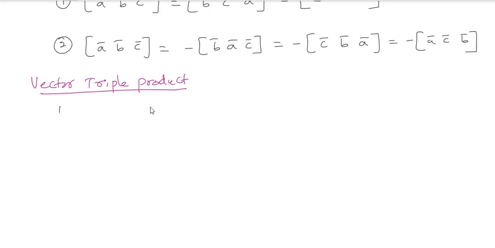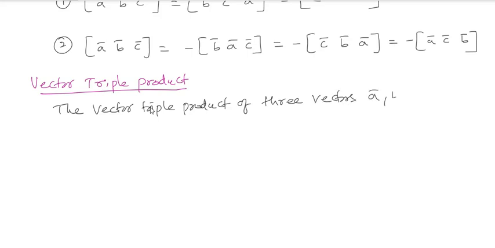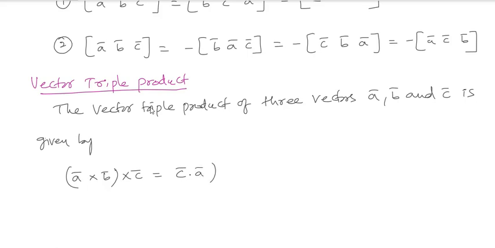Vector triple product you will do it as. So the vector triple product of three vectors A bar, B bar and C bar is given by A bar cross B bar cross C bar, which is equivalent to C bar dot A bar into B bar minus C bar dot B bar into A bar.